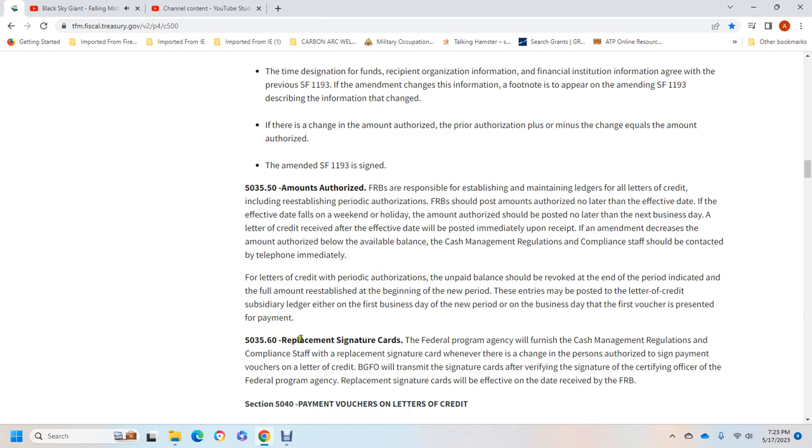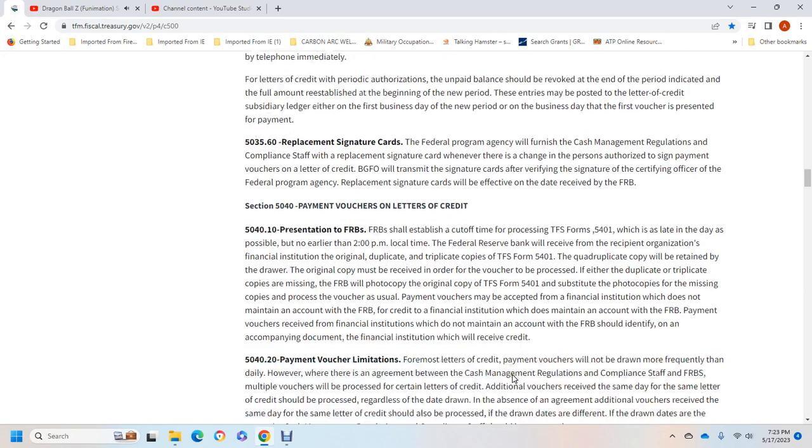Section 5036, 503560, replacement signature card. The federal program agency will furnish the cash management regulation compliance staff with the replacement signature card. Whenever there is a change of the person authorized to sign the voucher of the letter of credit, the Bureau of Government Financial Operations must transmit the signature card and verify the signature of the certifying officer of the federal program agency. Replacement signature cards will take effect on the date received by the Federal Reserve Bank.